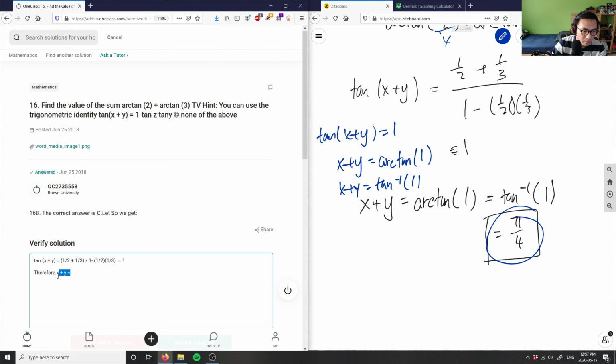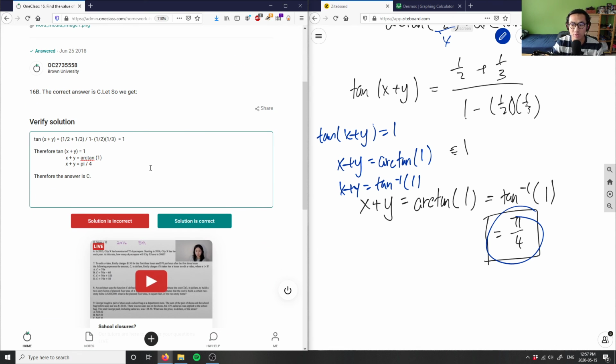So therefore, tangent of x plus y equals 1. Therefore, I can say x plus y equals arctan of 1. And then finally, x plus y would equal pi over 4. Therefore, the answer is C. So the solution is correct, but there's no analysis that was given as well.